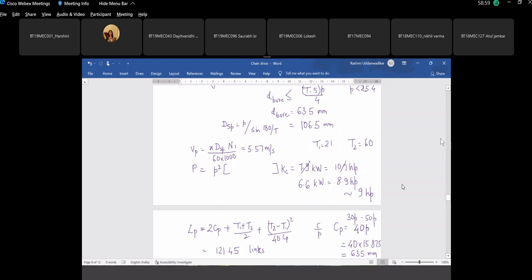How are you getting 121, Prathamesh? Same, I took this Cp as 40, T2 is 60, T1 is 21, and Cp 635, right? Yes. So it came out to be 121.82. So you are directly using Cp, which is C by P, as 40 here. 40 into 635, right? No, Nandana, you are getting 121. Yes, ma'am, 40 into 635. We got confused with C and Cp. We took C as Cp. Yes.